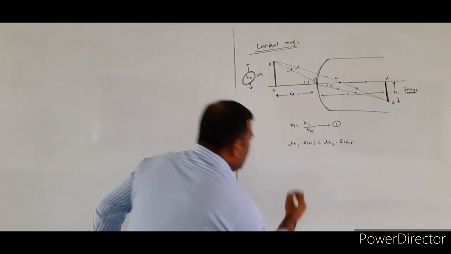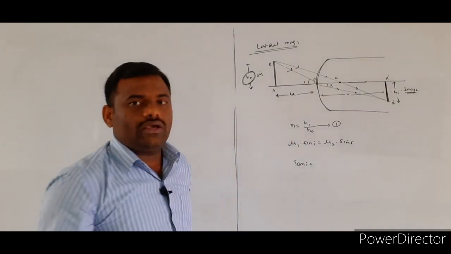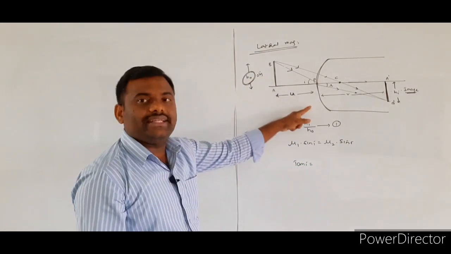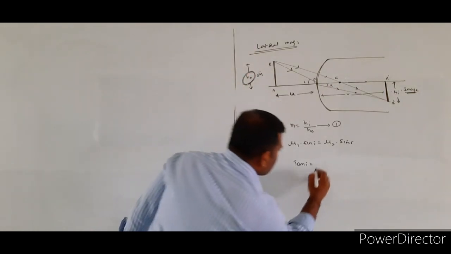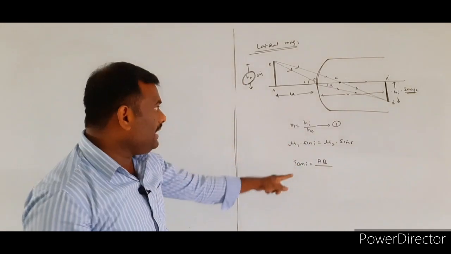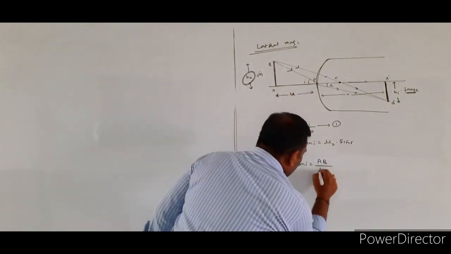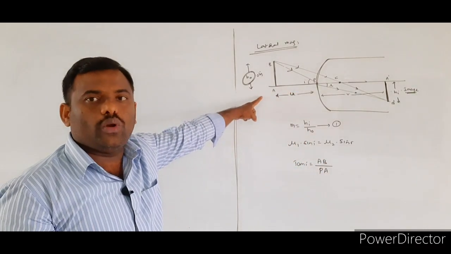From this diagram, I will calculate the tan I value. Tan theta is equal to opposite side by adjacent side. The opposite side is the height of the object, represented by AB. So tan I is equal to AB by PA. Always, the distances are measured from the pole to the given location.